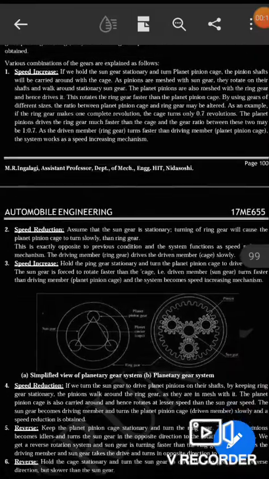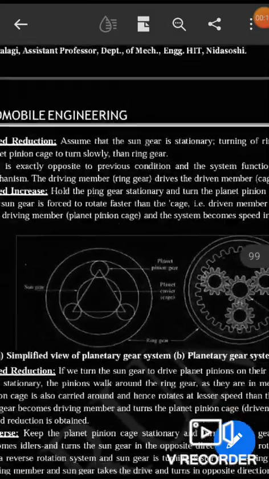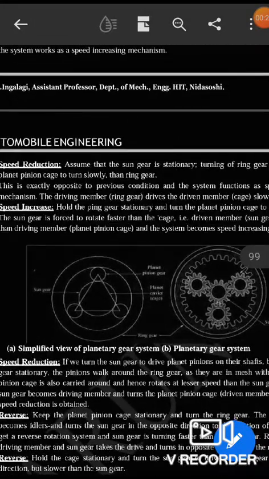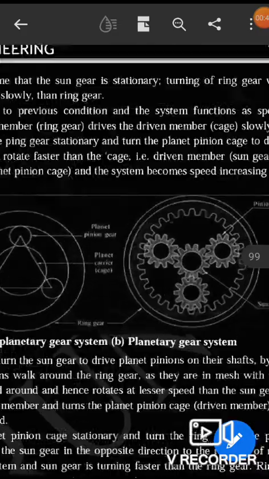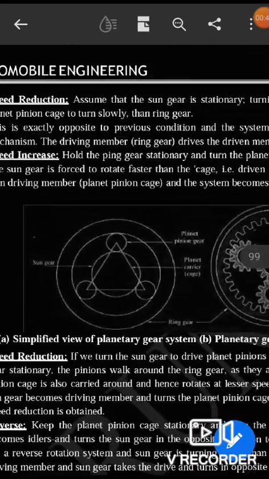First of all, observe this diagram. With this diagram, I can explain the planetary gear system. Figure A is the simplified view, and figure B is the actual planetary gear system.